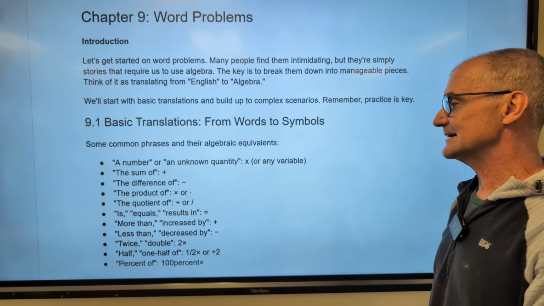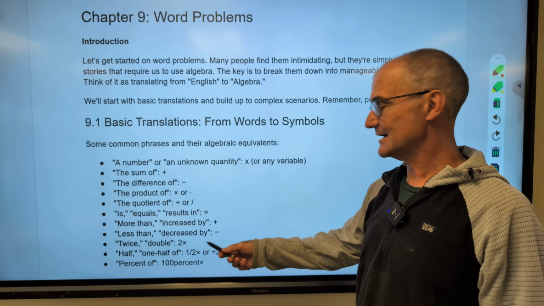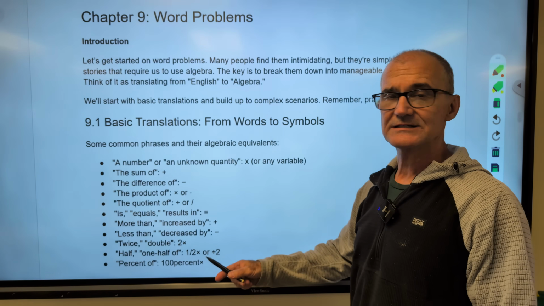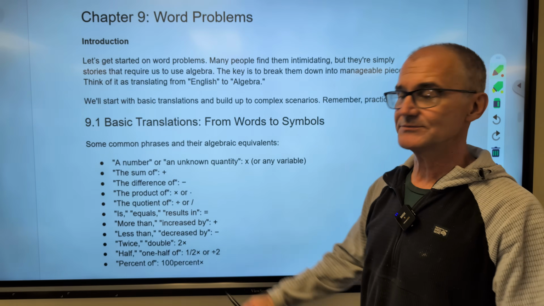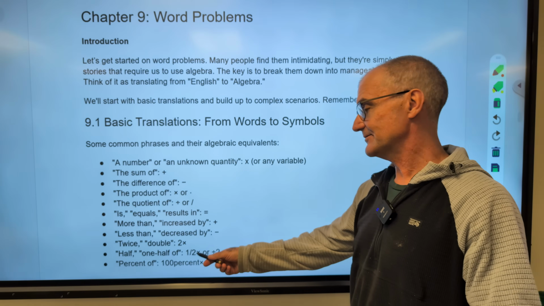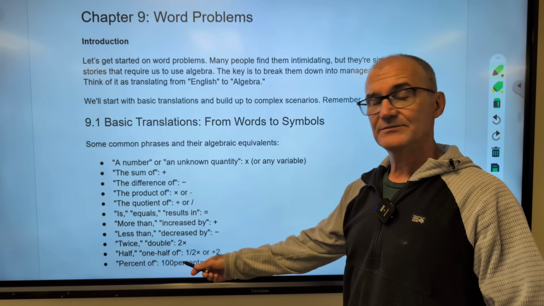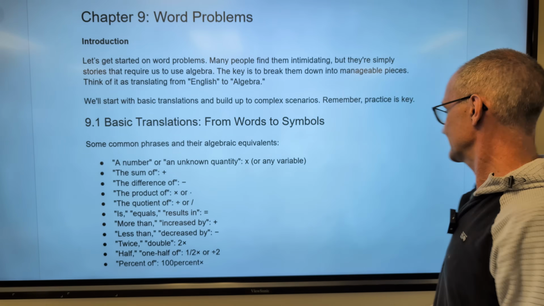More than, increased is addition. Less than, decreased by, subtraction. Twice, double, 2 times. Half, half of. Half multiplied by half or divided by 2. Percent of means 100% times that value.